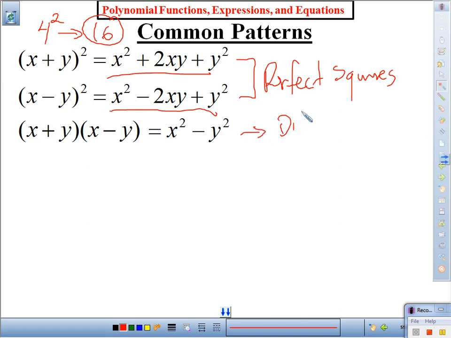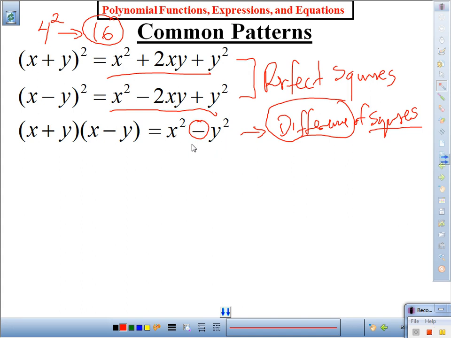This one's called a difference of squares. Why is that, Mr. Q? Because difference implies subtraction. Squares implies that whatever's beside that are squares. Let's see if it's true. Can I take the square root of this? Yes. Square root of that? Yes. That's how I can find out if they are squares. So once again, difference of squares. But I said there are more patterns.